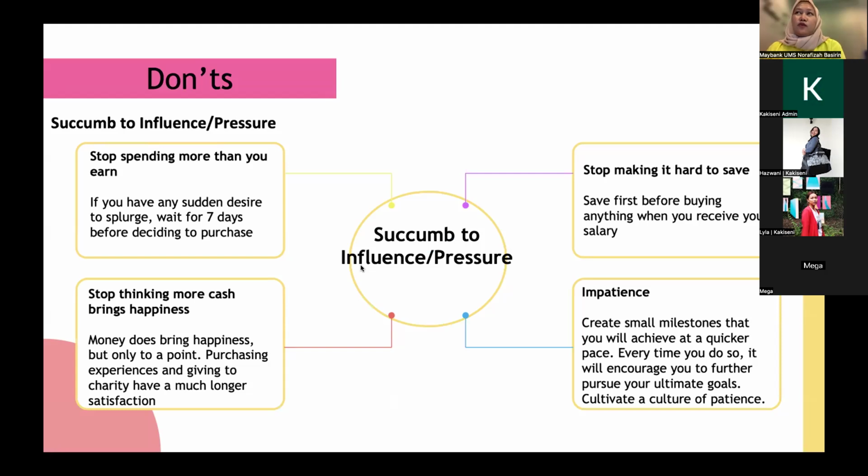And then we have to stop the mentality that having more cash will bring happiness. Yes, money does bring happiness, but money is actually only a tool for us.